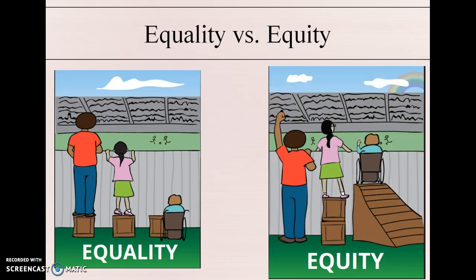When you have equity, people get what they need to meet their needs. So the tall person on the left didn't need a box, but the girl in the middle needed 2 boxes, and then the person in the wheelchair needed a ramp. And so when you hear the words equality versus equity, really in public health we're striving for equity, getting people what they need to remain in the community and to remain active in the community.